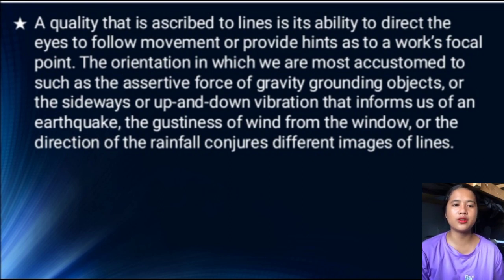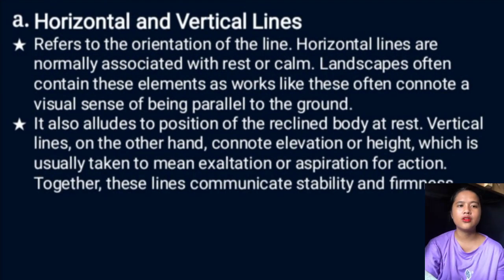A quality that is ascribed to lines is their ability to direct the eyes to follow movement or provide hints as to the work's focal point. The orientations we are most accustomed to include the assertive force of gravity grounding objects, the sideways or up and down vibration that informs us of an earthquake, the gustiness of wind from the window, or the direction of rainfall, which conjure different images of lines. Horizontal and vertical lines: while the vertical is generally considered the figure painter's line, the horizontal is known among artists as the landscape painter's line.